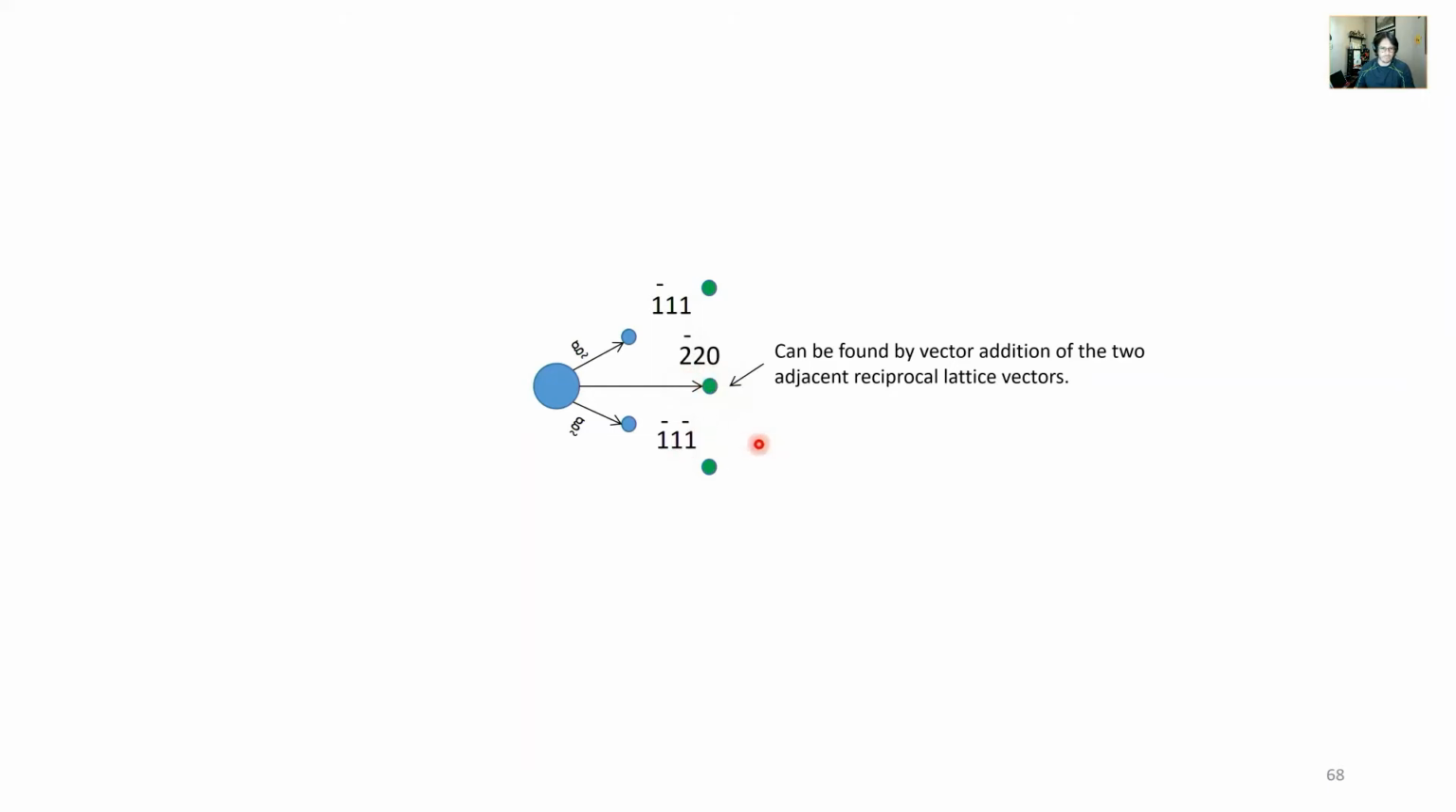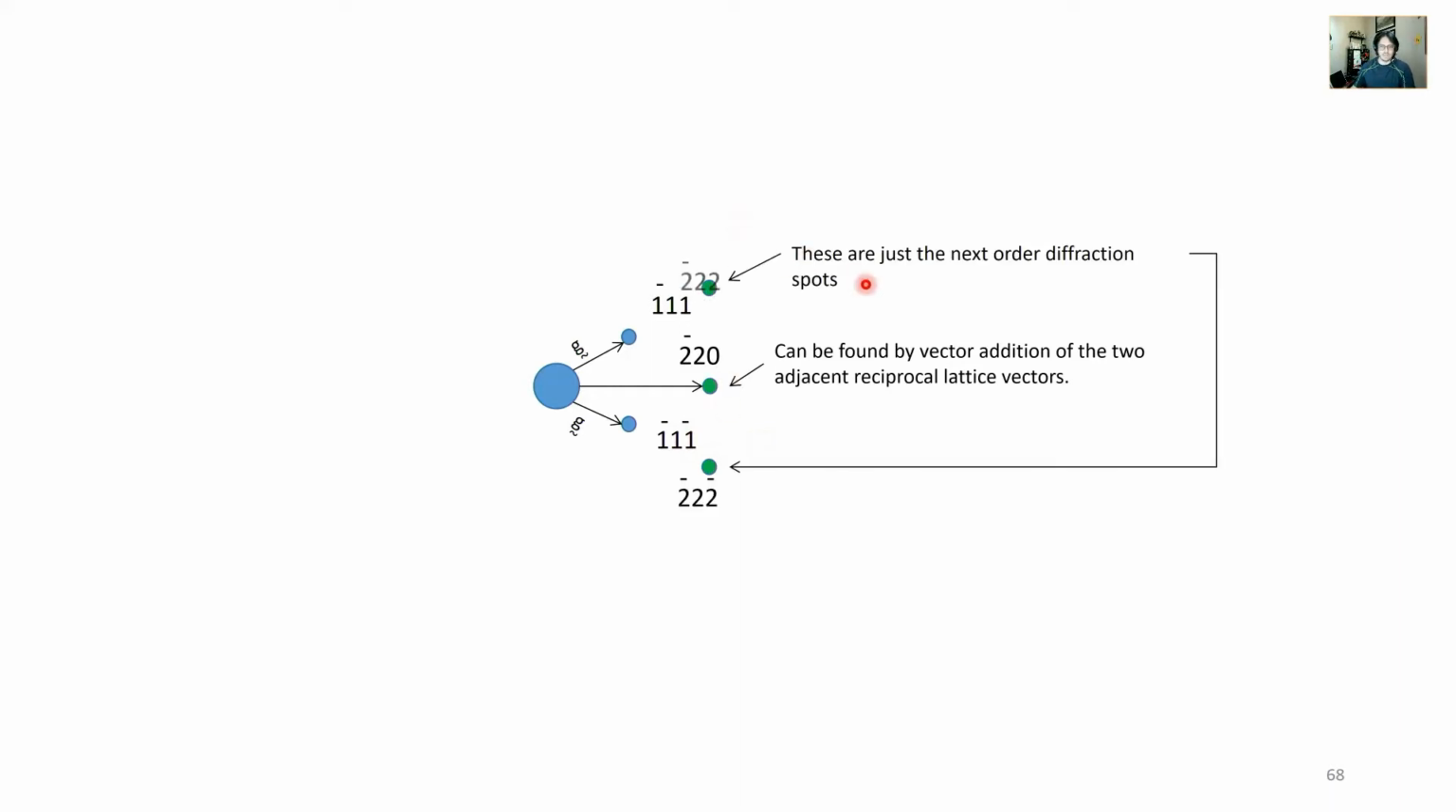And don't get thrown off by my poor alignment. I cobbled this together by hand. These next ones are just the next order diffraction spots. So if this was -1, 1, 1, this next one's going to be -2, 2, 2. And this one was -1, 1, -1. This next spot's going to be -2, 2, -2. Okay, so vector addition, and then it's just the next order.